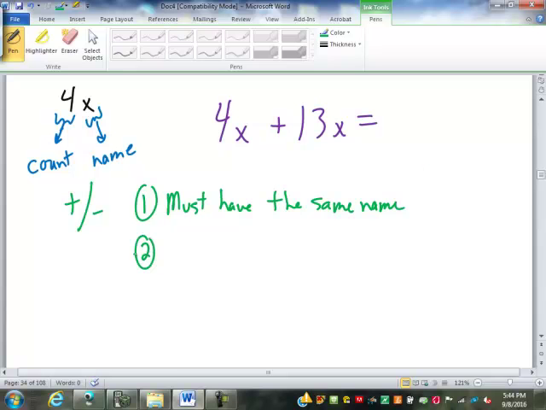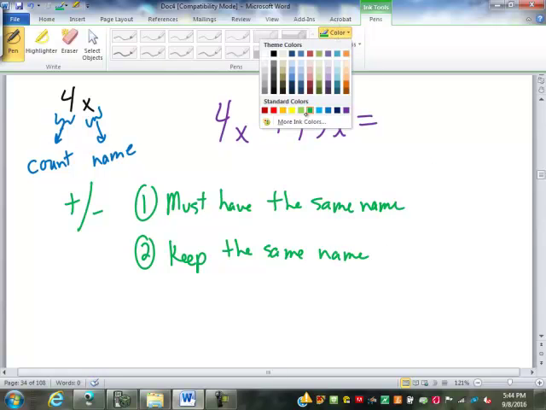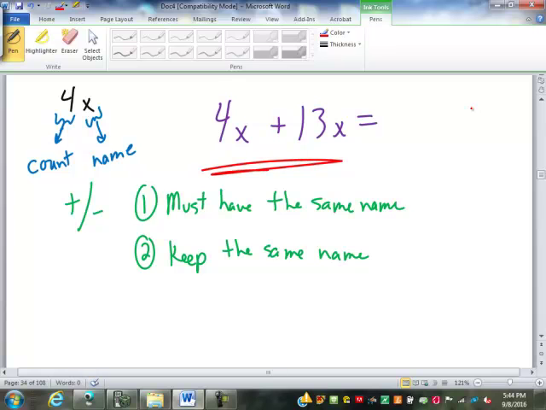The second thing with adding and subtracting is we keep the same name. So up to my example here, do they have the same name? Yes, x and x. They both have exactly the same name. So we combine our counts. 4 plus 13 makes 17. And then what do we put in for the name? Just x. We just keep the same name. We don't do anything to it. We just keep it.